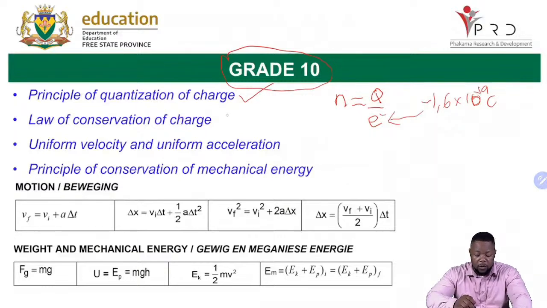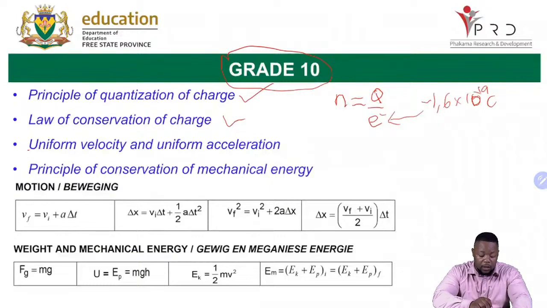Now, we also have the law of conservation of charge that was learned in grade 10 that will be examined in your grade 12, which says that charge can neither be created nor destroyed. So the total charge in any physical process should remain constant. Therefore, it will be wise to revise this law as well.